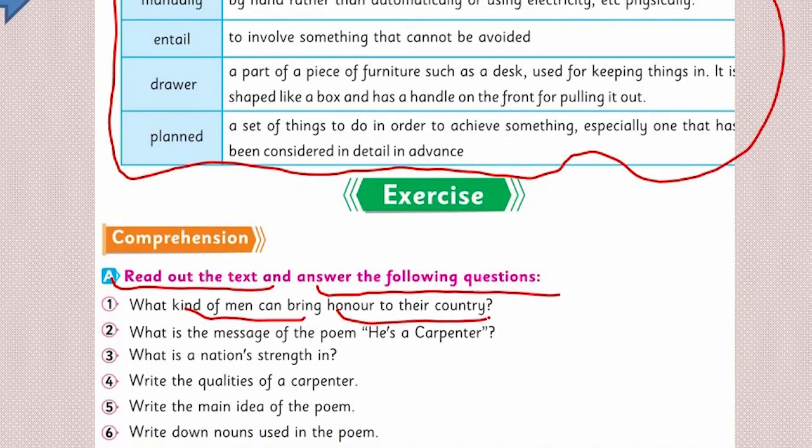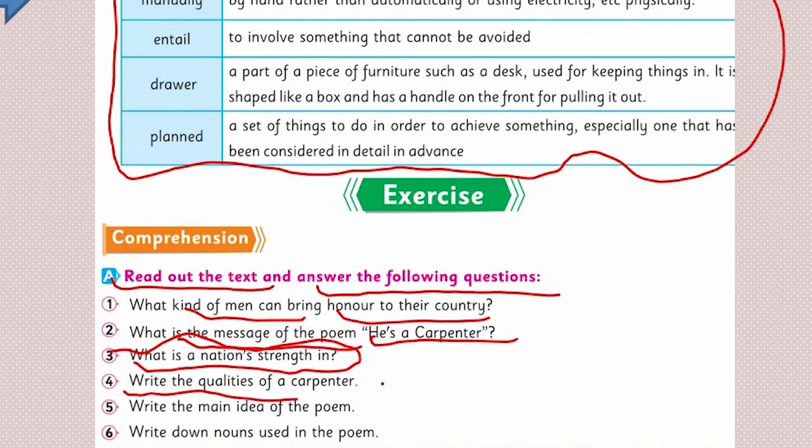Yes, we have discussed this in the theme and the summary. In the end, I summarize the poem for you. What is the message of the poem? He's a carpenter. You can find the message of the poem in the theme also. What is a nation's strength in? Yes, this is also from your poem, and you can find the answer to this question in its theme.